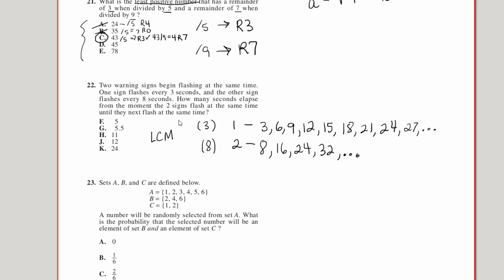Our question is asking if they first flash together at time 0 at the same time, when will they flash again at the same time? So we're looking for when our value is going to be the same. And we have a match, the least match, the first one we run into is at 24 seconds. After time 0, they will flash again at the same time at 24 seconds, which is answer choice K.